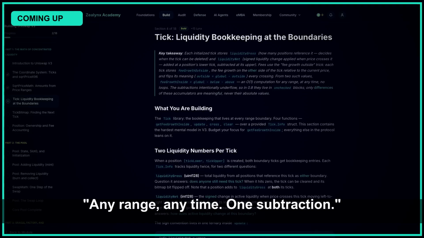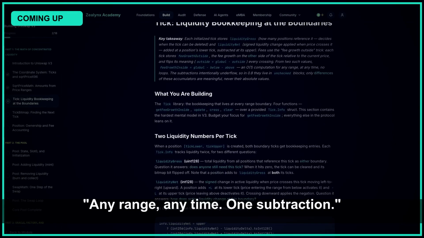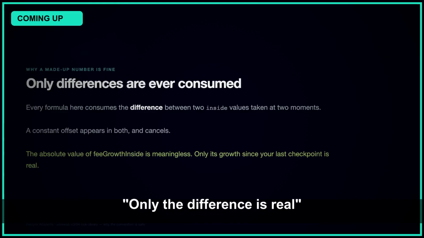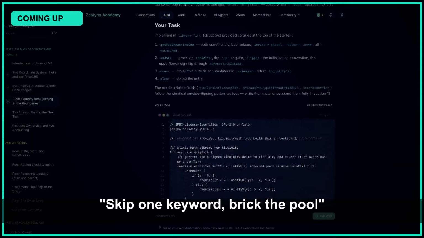at one checkpoint. Fee growth inside any range at any time in one subtraction. No loops, no histories, because every formula here only ever consumes differences between inside values taken at 2 moments above can legitimately go below 0. A tick initialized late sitting next to one initialized early is enough.